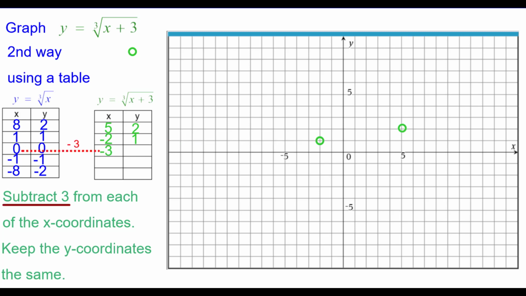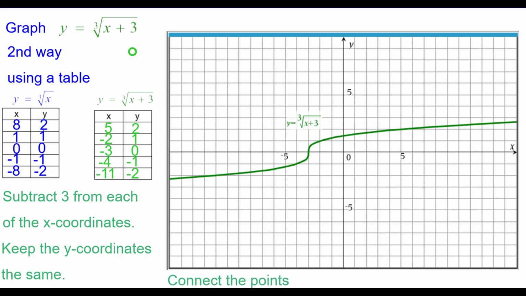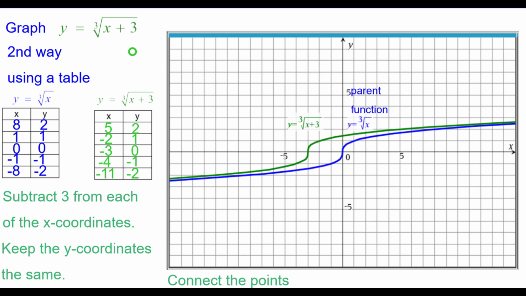0 minus 3 is -3, 0. -1 minus 3 is -4, -1. And -8 minus 3 is -11, -2. Connect the points, and we'll compare that to the cube root parent function.